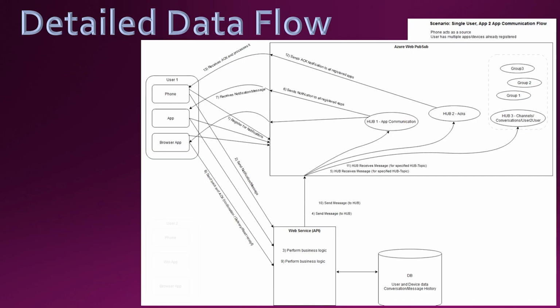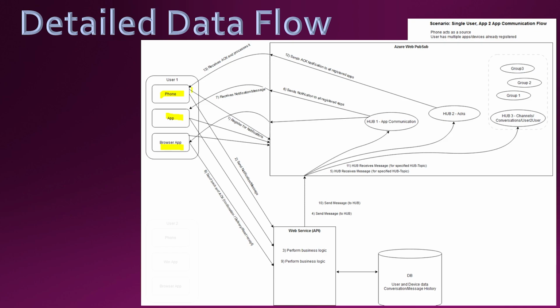Let's go over my detailed architecture diagram and data flow. On the left is a user that's running three applications on different devices. Towards the bottom is the web service that'll handle communications from applications and that can read and write data to a database. In the top part of the diagram is the Azure Web PubSub service that'll handle real-time notifications and messaging. The client application must subscribe to the Azure Web PubSub service to receive any messages published in real time.